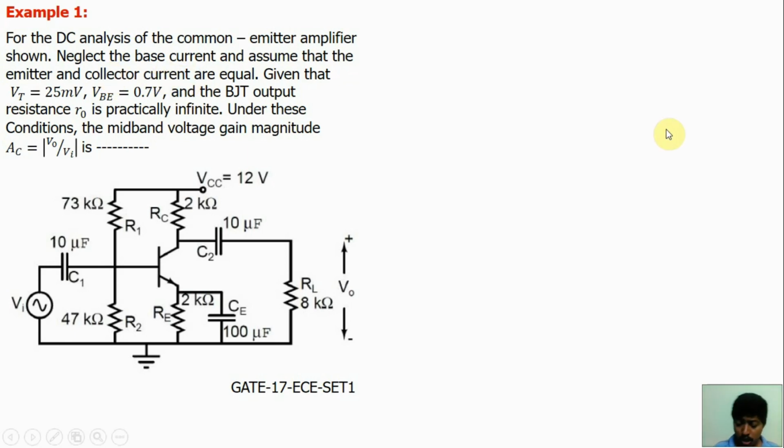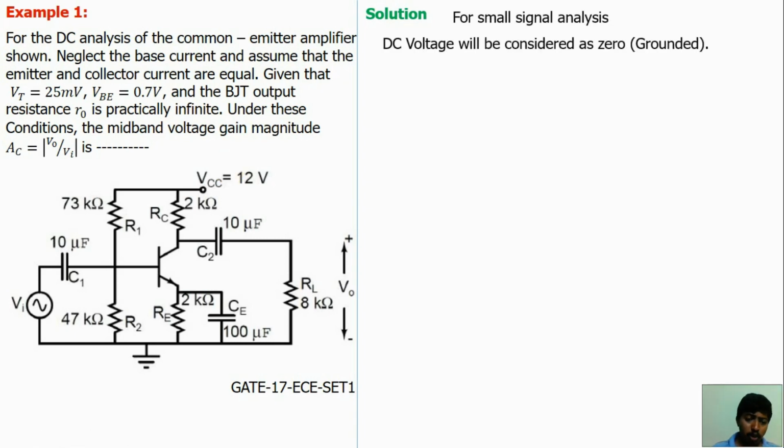So the first step, we have to redraw the circuit into an AC circuit. When we analyze the small signals, the DC voltage, the DC value will be considered as 0, grounded. Then the capacitor acts as short circuit. When we analyze the AC signals, the capacitor acts as short circuit. When we analyze the DC circuit, DC analysis biasing, the capacitor acts as open. Okay, remember that.